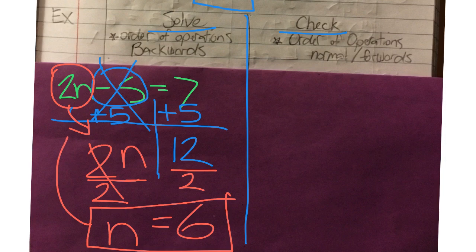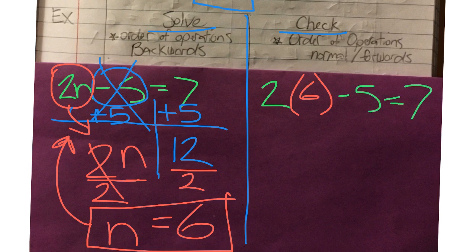So I need to plug this back into the original equation. I'm going to write it again: 2, and then my N is 6, I think, then minus 5 equals 7. See how I just rewrote the equation, and instead of N, I plugged in my 6, which I believe to be the answer. Now, PEMDAS forwards, like normal PEMDAS: parentheses first, exponents, multiplication and division, then addition and subtraction.